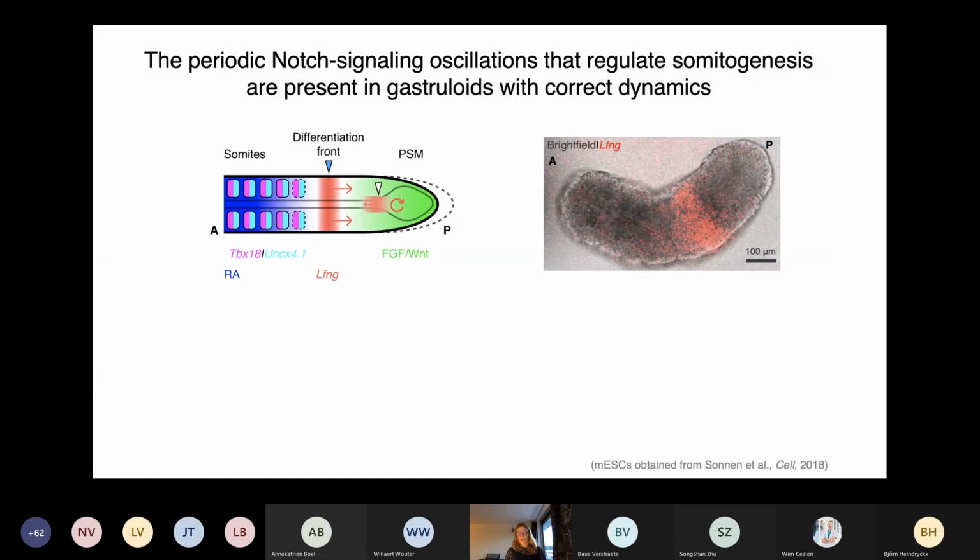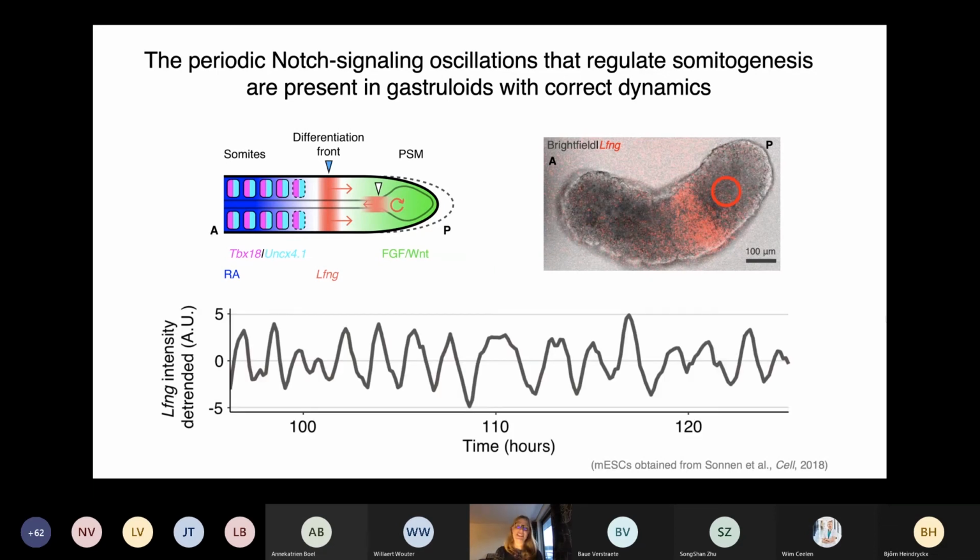A second important component of somitogenesis entails the segmentation clock. So in embryos, there are waves of Wnt and Notch signaling that travel from the posterior tip of a gastroloid towards the differentiation front with a periodicity of 2 hours. And these waves also express LFNG, albeit at very low levels, so it's a bit difficult to see in our movies. But if we zoom in on the movies and measure the intensity of the LFNG signal in the presomitic mesoderm of the gastroloid, then we can actually see that it oscillates with a periodicity of 2 hours. And this is exciting because that means that the segmentation clock is active in gastroloids with dynamics that are very similar to the dynamics in the embryo.